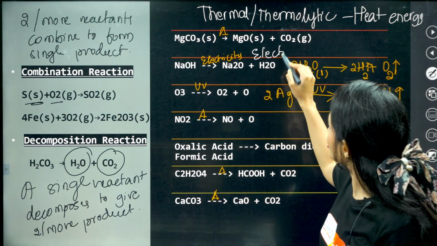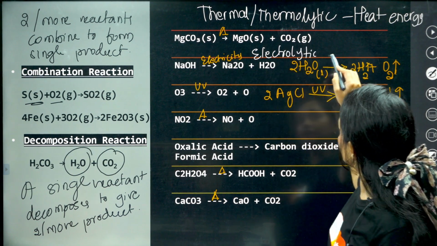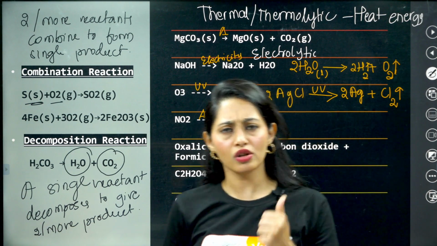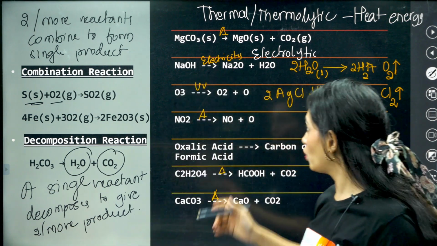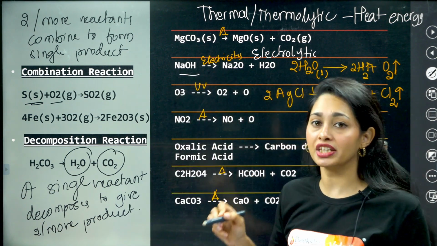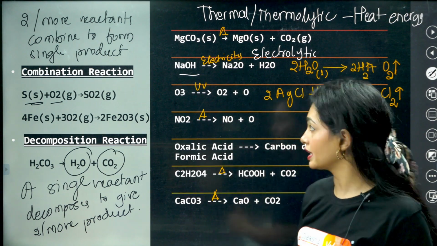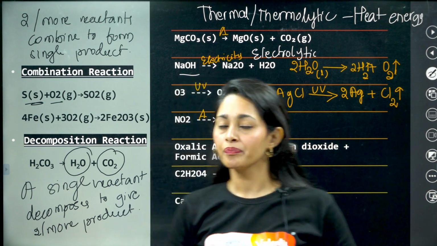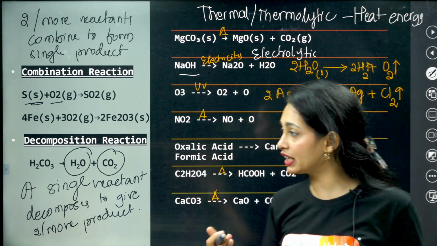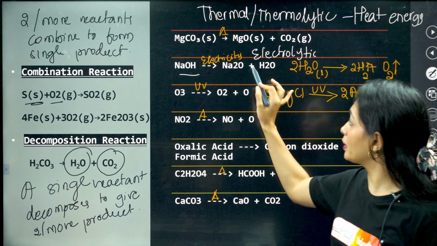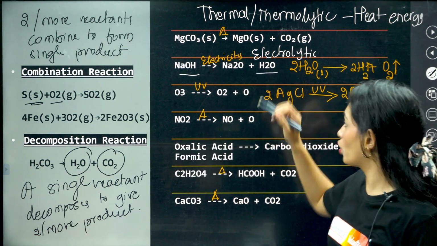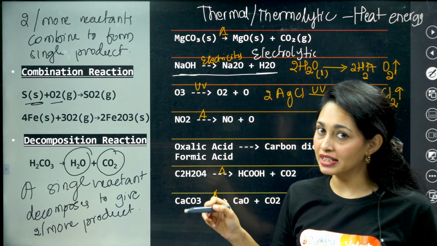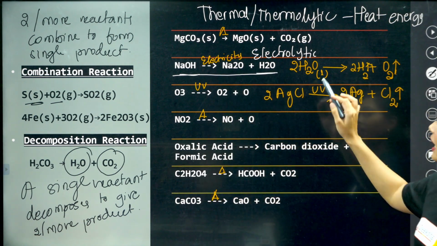electrolytic decomposition reaction, where electricity is used as the energy. Electricity is also one of the forms of energy, right? Here NaOH, nothing but caustic soda or sodium hydroxide, the molten NaOH, is passed with electricity. It is going to produce sodium oxide, Na2O, and water. This is an unbalanced equation. You need to balance this. And then we have water.